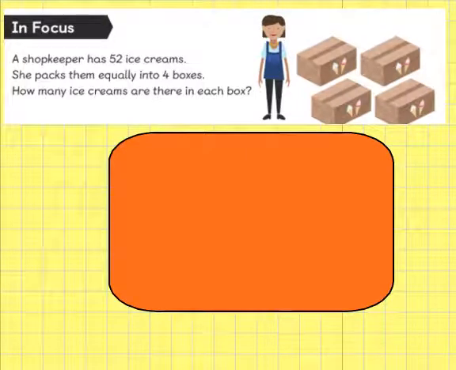So for that question, it was quite simple. We were able to think about my 2 times table, and we were able to answer that question quite easily. This one is slightly different. We're going to see if we can use the same method for this one, and this is that a shopkeeper has 52 ice creams. She packs them equally into 4 boxes. How many ice creams are there in each box? So I want you again to pause the video and see if you can answer this question using that same method, whether you get the same answer that I'm about to reveal.